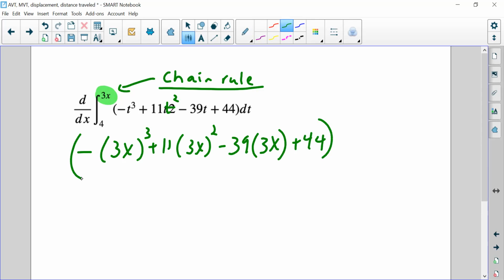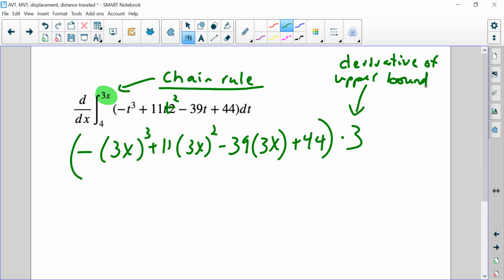Now I've got to deal with that chain rule. So I look at my upper limit and I find the derivative of that. So what's the derivative of 3x? 3. So I'm just going to multiply all of that by 3. That's all you have to do for the chain rule in this one. So you just remember to multiply by the derivative of the upper limit. So this right here is the derivative of that upper bound.